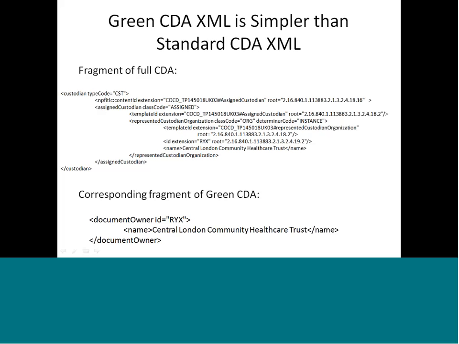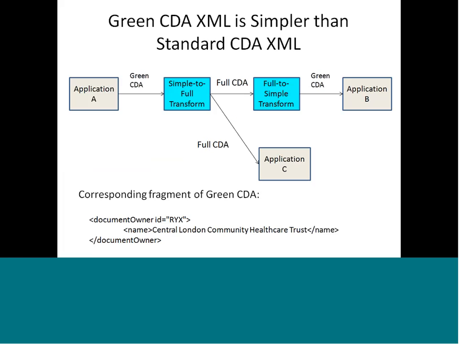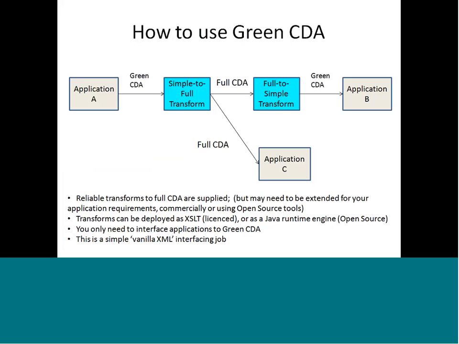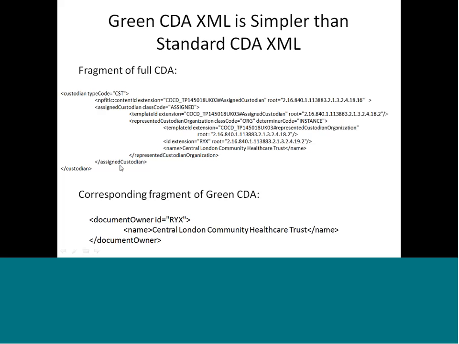The corresponding piece of Green CDA looks like just what we have at the bottom. You can have different tags. You can have meaningful business names for the tag names, and we've called this one document owner. The Green CDA has just got the meat, the variable information that you want to convey, and all the fixed stuff that CDA normally has is not there, but that gets restored by the transforms. So that's what Green CDA is. It's a much simpler XML, and I'll show you some full document examples in a minute, which you can transform up and down reliably to full CDA.